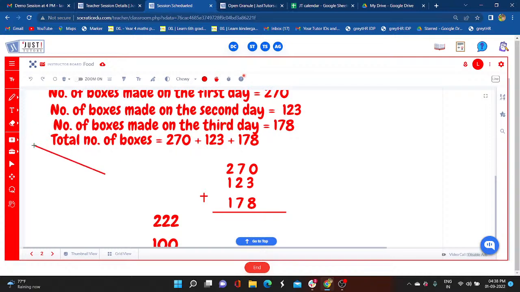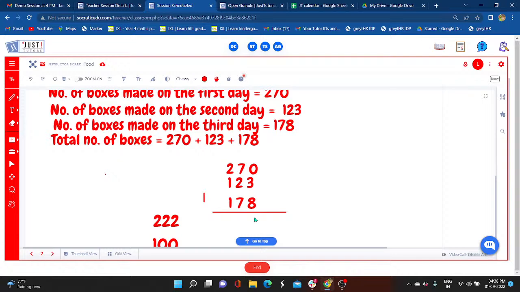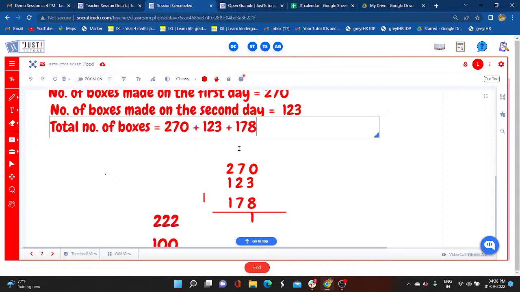Since we have to find the total number of boxes, we have to add these numbers. So what we would do, we would do 0 plus 3 plus 8. So 8 plus 3 is 11. I would write the 11 and put the 1 above.